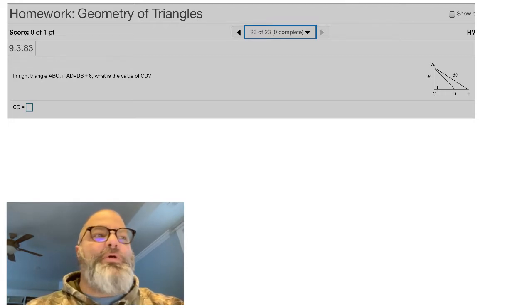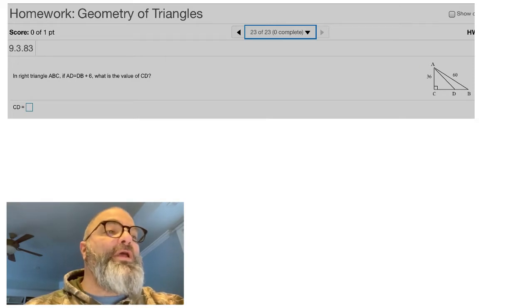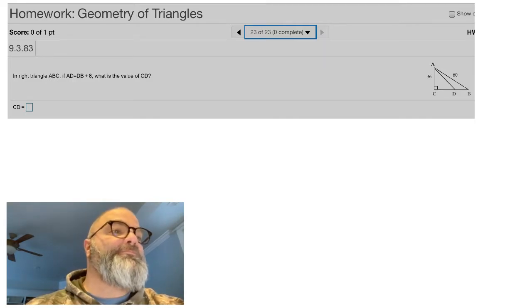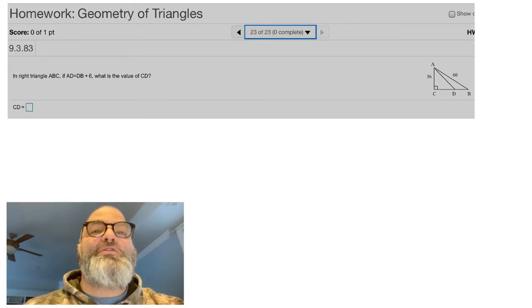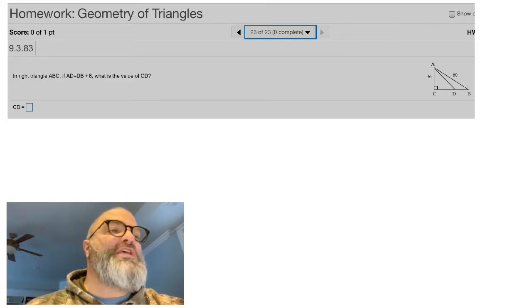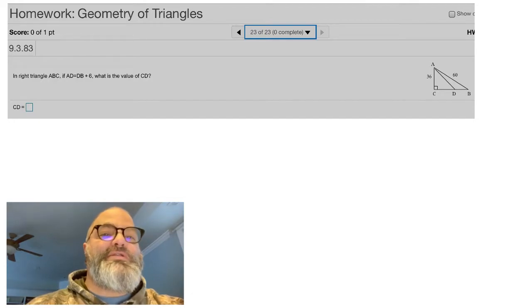In this particular problem we are given a diagram that consists of two right triangles. They tell us the value of one leg and the hypotenuse of one of the triangles, and then they tell us that the line segment AD is equal to the length of the line segment BD plus 6.